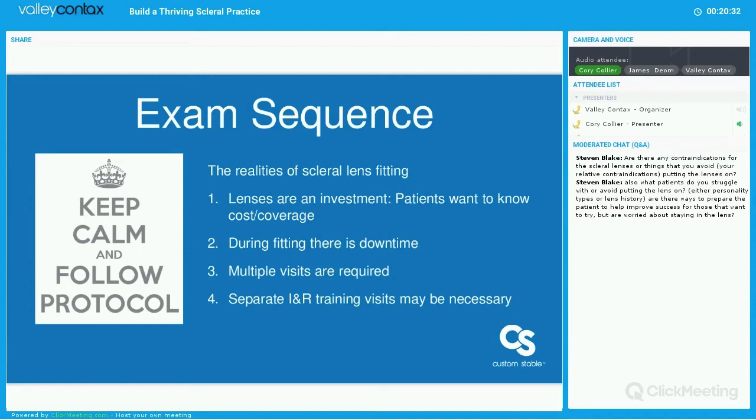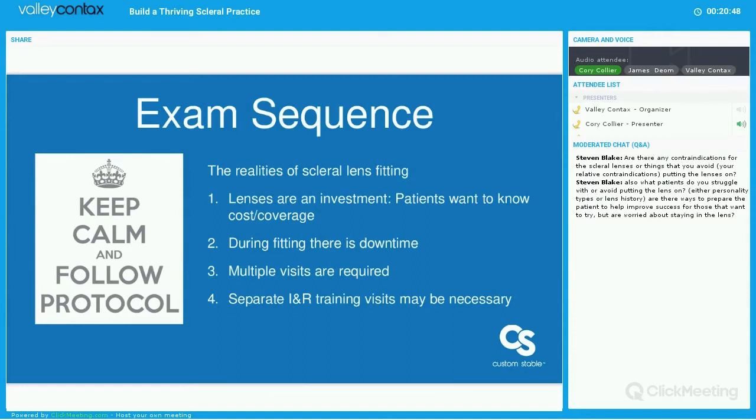And so I think conveying that information to a patient right off the start is important, and doing the legwork to make sure that we know what the patient is going to be responsible for at the end of the day. Two is that during the fitting, there will be downtime.